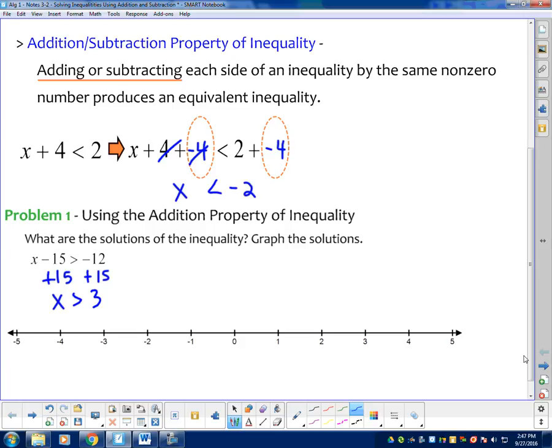Now, Branson, do I have an open or closed circle on this one? Remember? Open. And which way does this tell me to shade on the number line? Here's our point. This way. How do you know? The arrow's pointing that way. It says x is greater than 3.